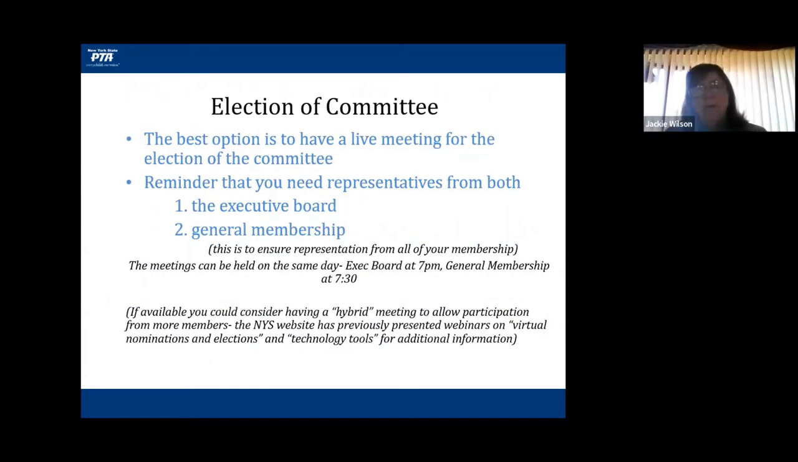Election of the committee. The best option, of course, is to have a live meeting for the election of the committee. And you will need representation from both the executive board and the general membership. The meeting can be held on the same day, executive board at 7 p.m., and then call your general membership meeting at 7:30. If available, you could consider having a hybrid meeting to allow participation from more members. Our New York State website has previously presented webinars on virtual nominations and elections and technology tools for additional information and assistance if you need to have a hybrid meeting or a virtual meeting. It is okay to have a virtual meeting if you cannot meet in person. And that's very important because this is a very important part of your PTA that needs to be completed.